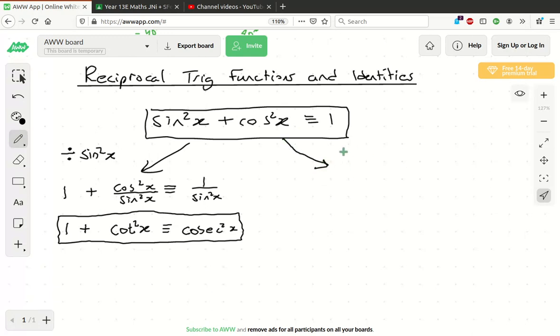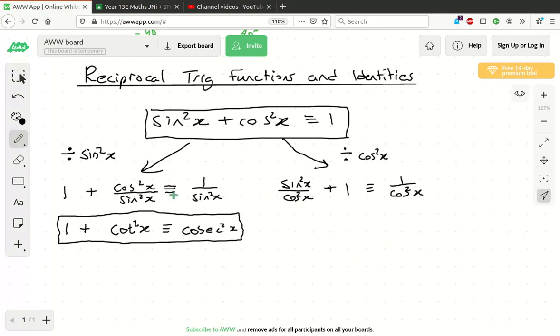Now, instead, we could have divided by cos squared x. And that produces another very similar but different identity. Sine squared over cos squared, well, that would be tan squared for the first term. In fact, should I just write down sine squared over cos squared just to make it look all nice and symmetrical? So sine squared over cos squared for the first term. Cos squared over cos squared is 1. And then 1 over cos squared, well, we'll just write that as 1 over cos squared, and we'll decide what it is in a second.